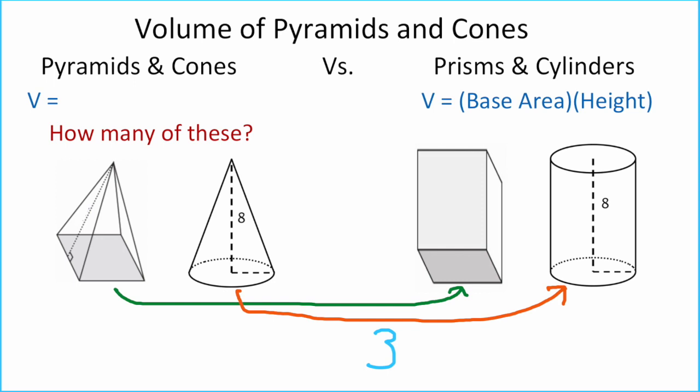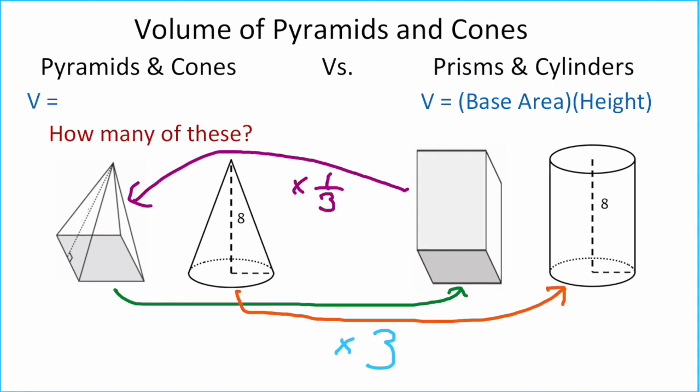It takes 3 of those cones to make the same volume as the cylinder. So you could take the volume of the cone and multiply it by 3 to get the volume of the cylinder. What if we go in the other direction? What if I have the volume of the prism, which we know is base area times height? What would I do to that to end up with the volume of the pyramid? I would multiply by 1/3, which is the same as dividing by 3. So this leads to our formula.